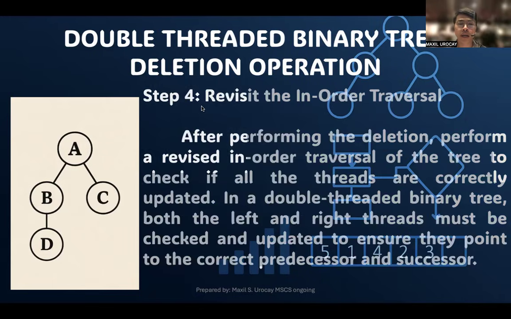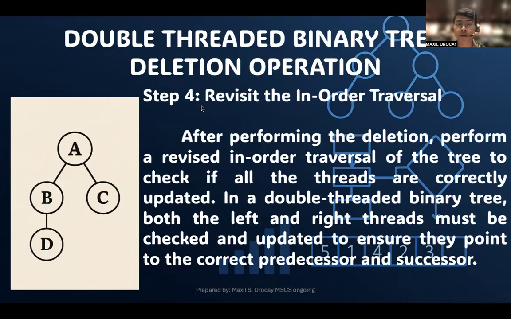And after performing the deletion, revisit the in-order traversal. Perform a revised in-order traversal of the tree to check if all the threads are correctly updated. In a double-threaded binary tree, both the left and right threads must be checked and updated to ensure they point to the correct predecessor and successor.